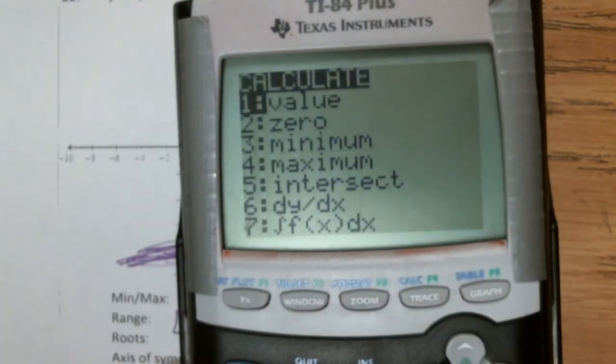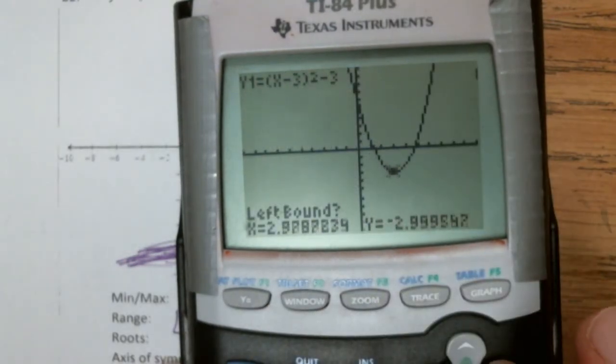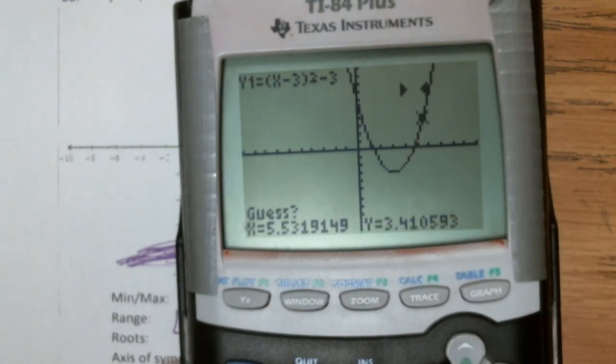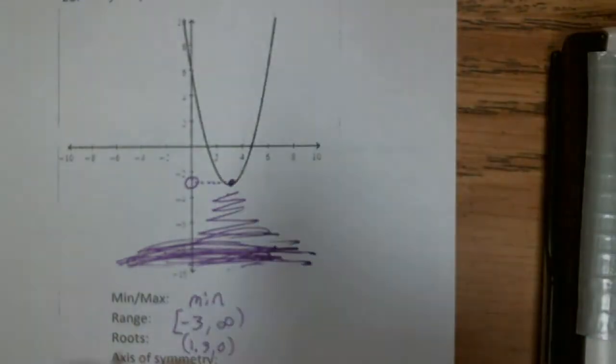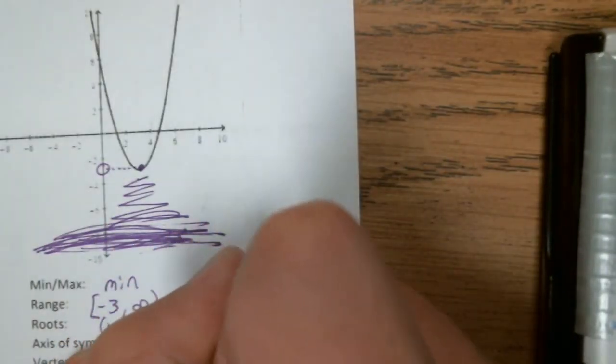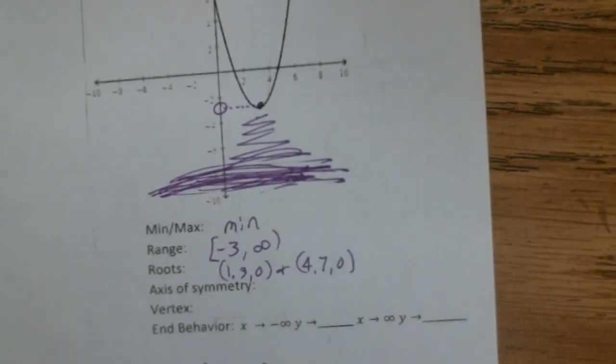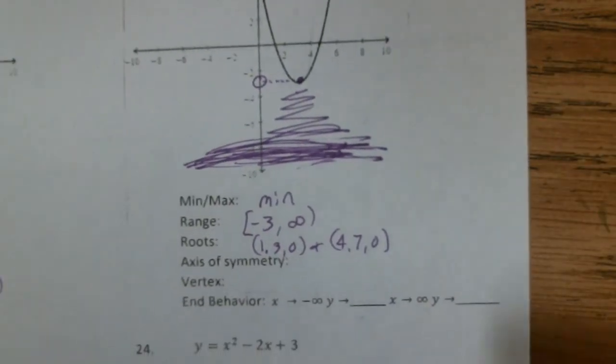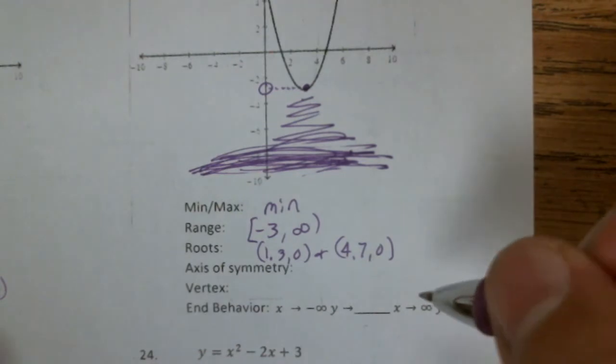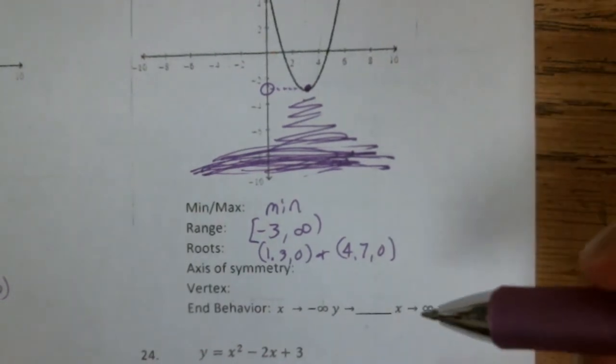Second calc, 0. Move Mr. Spidey just underneath it. That's to the left, just barely to the left. Press enter. Move him to the right, just above. Press enter. Press enter again. My other x-intercept is 4.7, 0. Okay. Remember, guys, feel free to rewind these videos if you don't follow me the first time. You can watch these things as much as you want.